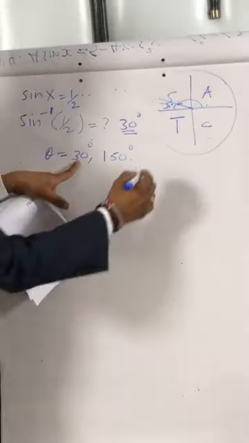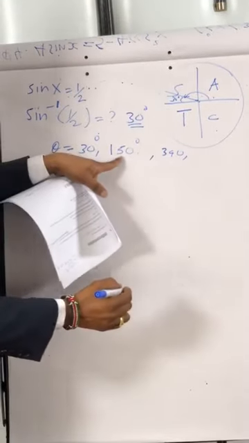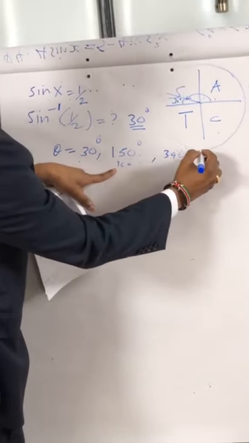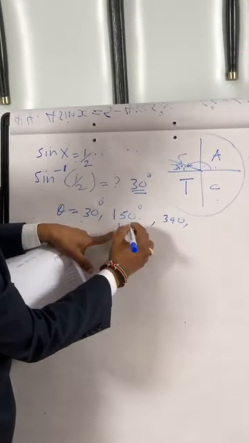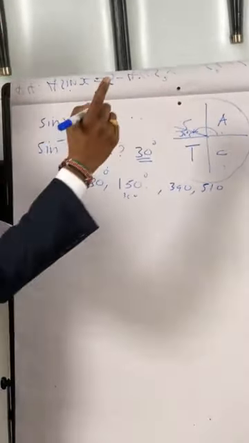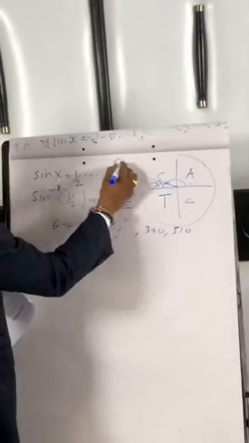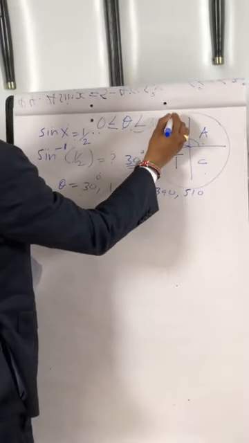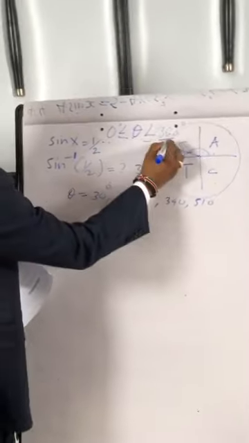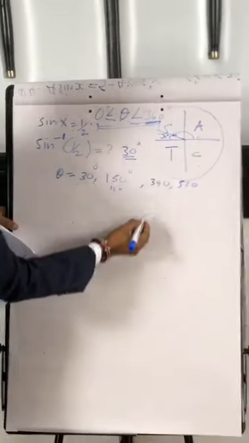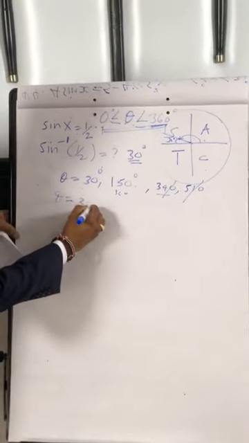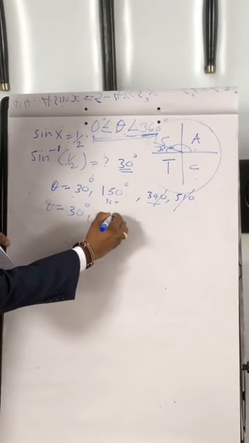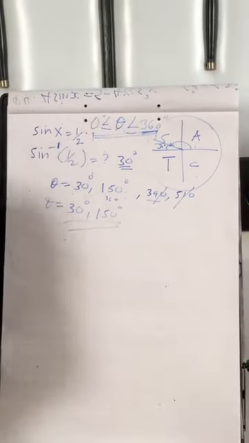Then suppose we want to make one full rotation, we add 360 here, you'll get 390, and then add 360 again, you'll get 510. But remember, we were told to give our answer such that theta is greater than or equal to 0 and less than or equal to 360 degrees. Therefore, we restrict our answer to these limits. So 390 is out of the limit and 510 is out of the limit. So our theta equals 30 degrees and theta equals 150 degrees. As easy as this.